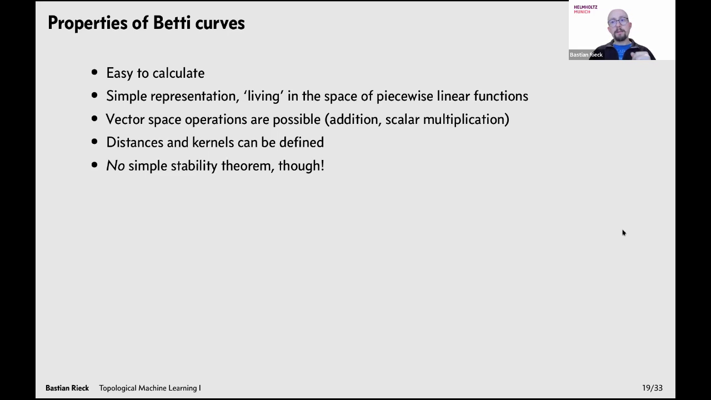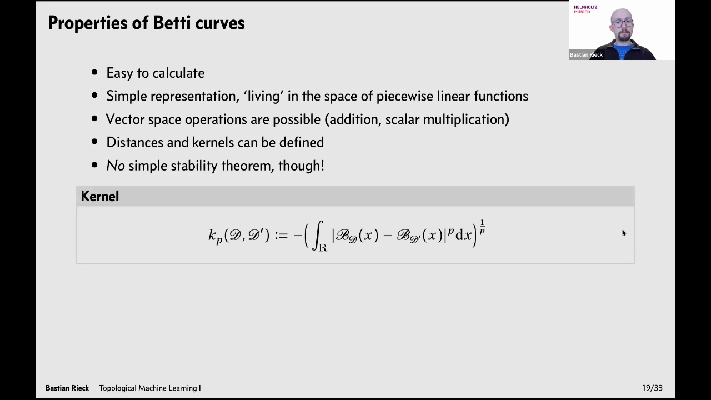So maybe it's not a problem in practice that the representation is not stable under certain types of transformations, because you have to look at the transformations that you actually do, right? If you, for instance, see that it's stable under subsampling, that is already enough for many machine learning applications. You don't need to be stable to all kinds of perturbations. And as I said, you can define distances and kernels.